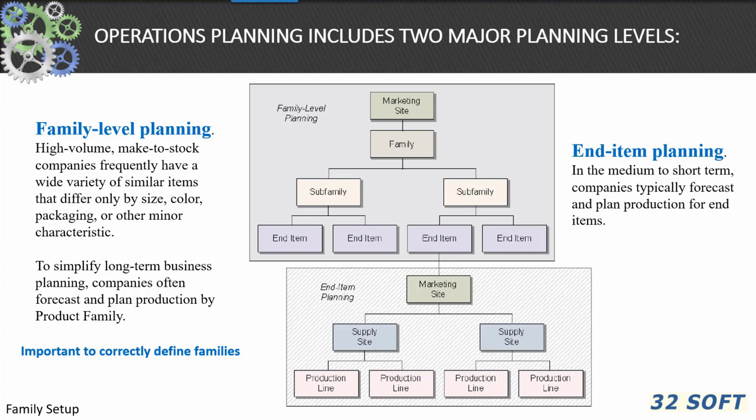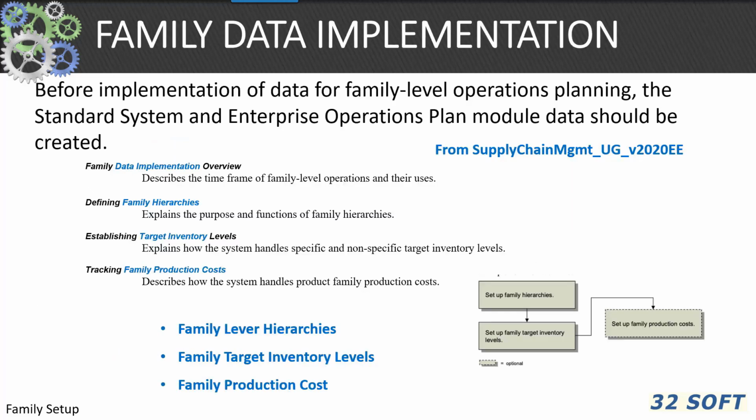Operations planning lets one look at both the nomothetic level with regards to families and the idiographic level with regards to specific items. If we hark back to our discussions of the definition of independent demands in APEX, what is sold to a customer would be included in the S&OP process. Before you implement data at the family level, you first must implement the standard system and the enterprise operation planning manual. These should all be created.